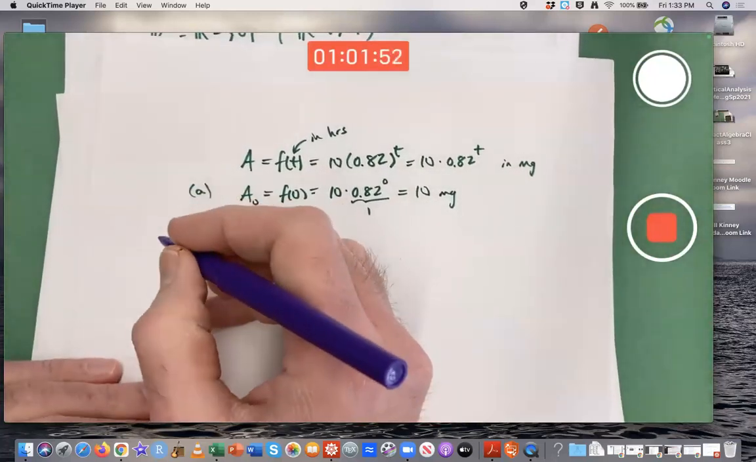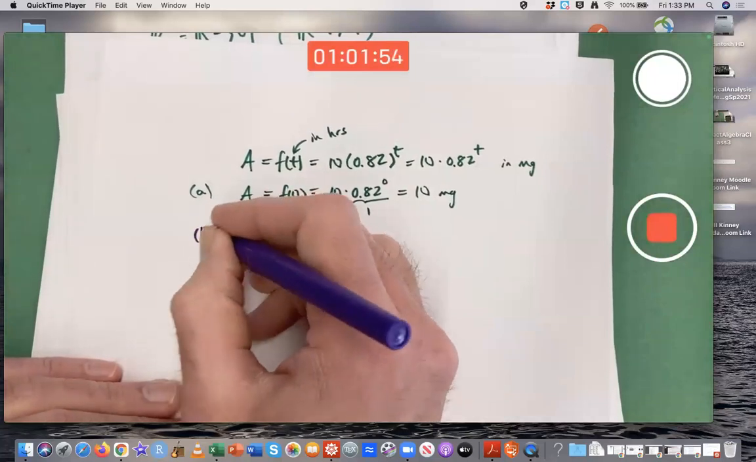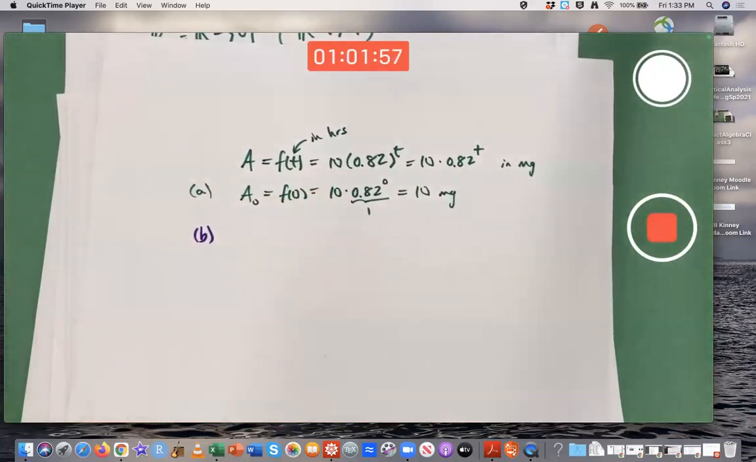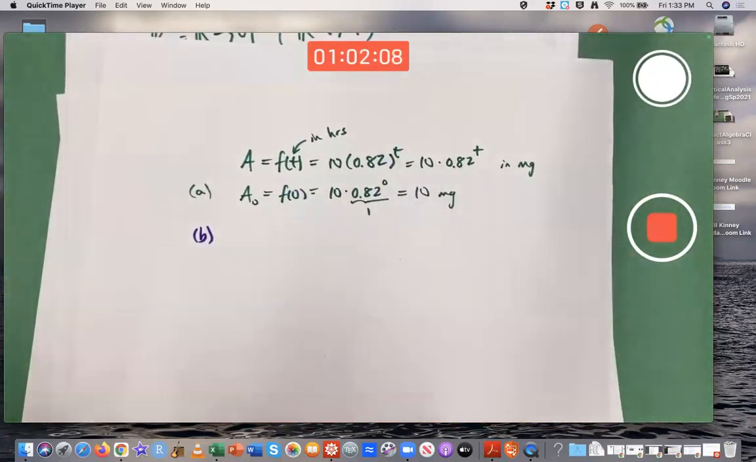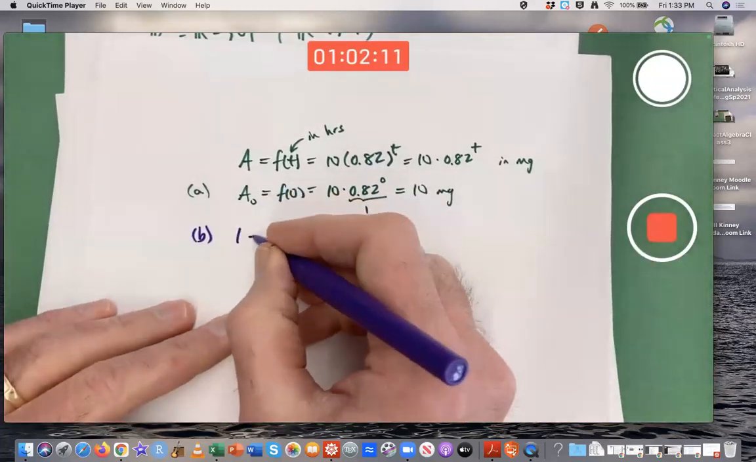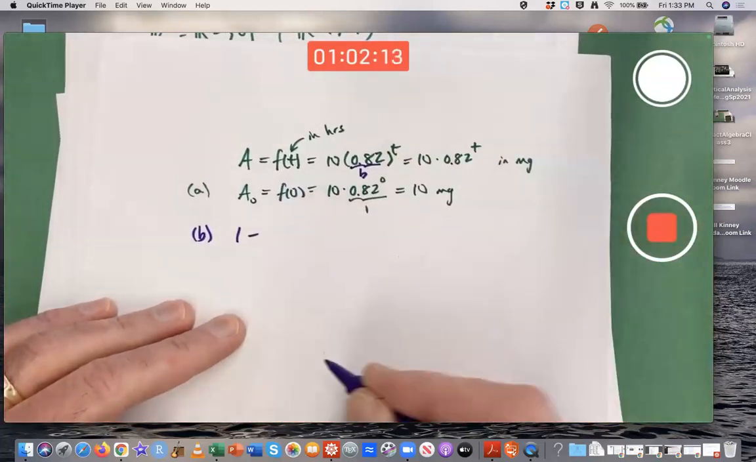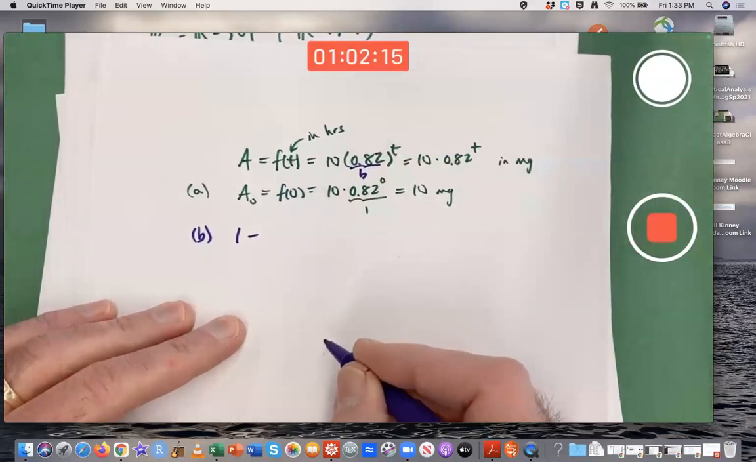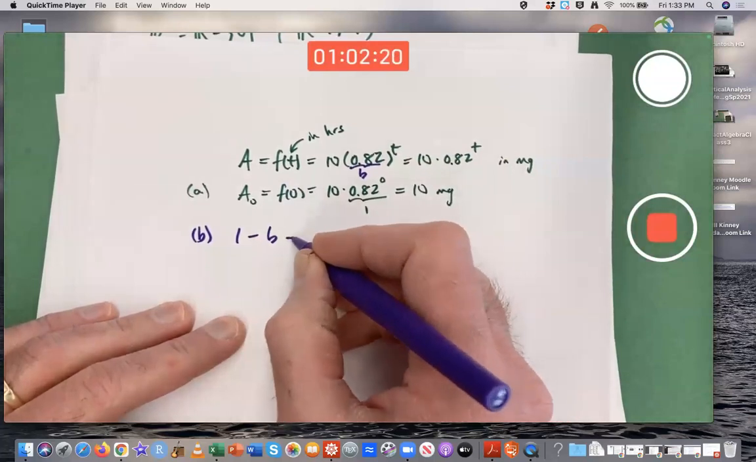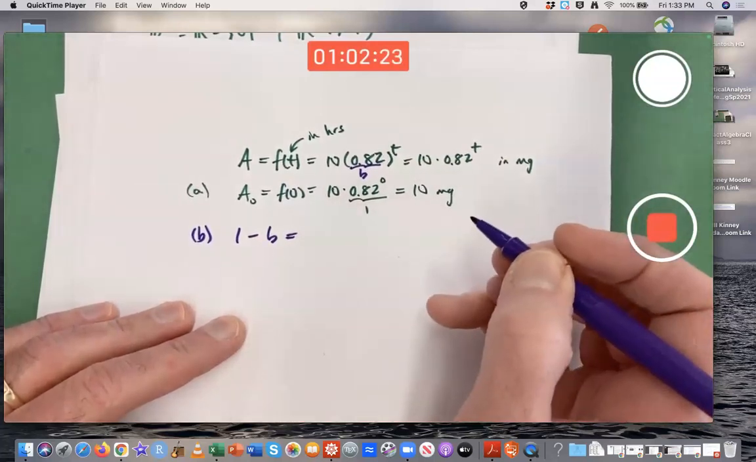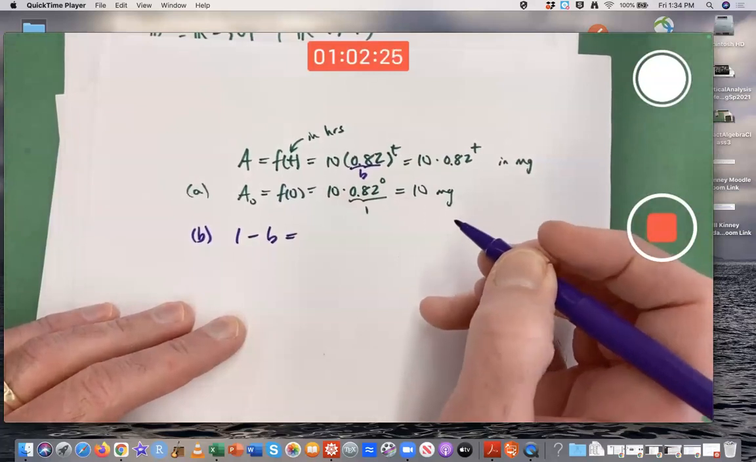B, what percent of the drug leaves the body each hour? Actually, you should be able to say what that is without even doing any work, just thinking about it. Does anybody think they know the answer to B? 18%, yep. Why? Because 1 minus B, where B is the decay factor, would be a decimal that could be converted to a percent rate of decay each unit of time.